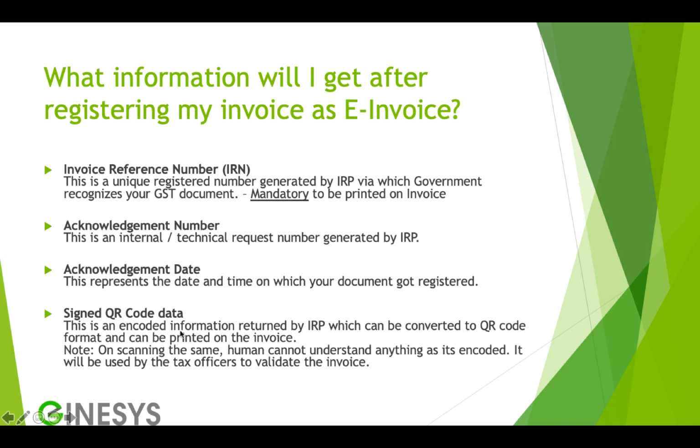Signed QR code data. This is encoded information returned by IRP which can be converted to a QR code format and can be printed on the invoice. On scanning it, a human cannot read or understand anything that's in the code. It can be used by the tax officers to validate the invoice in their official apps.